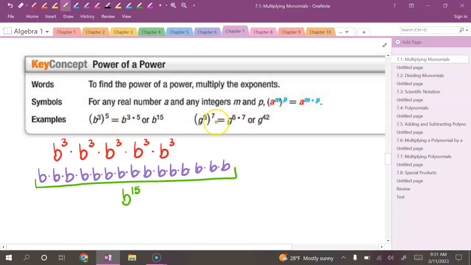Another example over here is g to the 6th power, and that's being raised to the 7th power. So I need to take 6 times 7, which would be 42. Again, if I were to expand that one out, it would take more time, because I would have g to the 6th 7 times, and then all those g's would have 6 of them. I would be spending a lot of time writing those out, which is again why these shortcuts are really handy when we're trying to do these problems a little bit quicker.